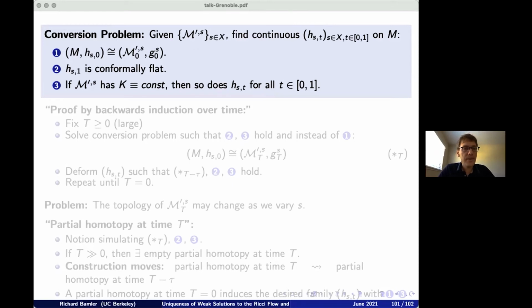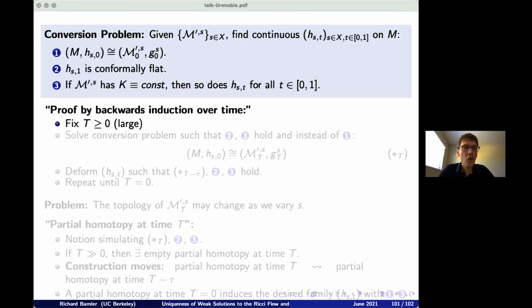Okay, and so the idea will now be to prove this conversion problem by backwards induction over time. Let me give you the naive outline of how to accomplish this. I'm going to fix some capital T, maybe possibly very large. So this is some time t.